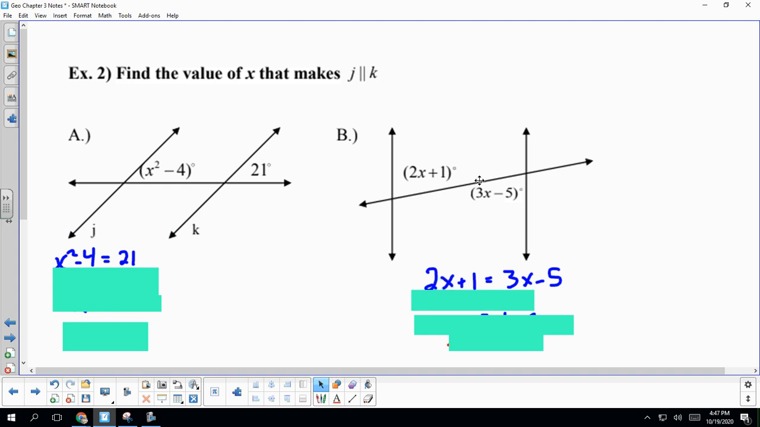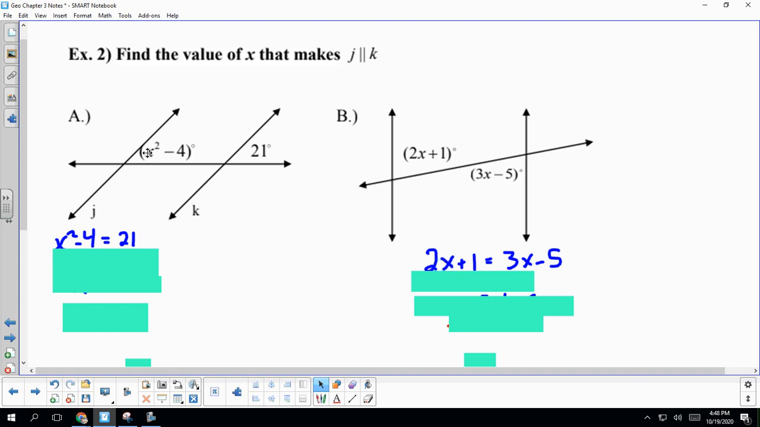All right, let's look at them in terms of algebra. Find the value of x that makes J parallel to K. So we've got 2 lines, J and K. If they are parallel, then these corresponding angles are going to be congruent. If these angles are congruent, then we can set them equal to each other.